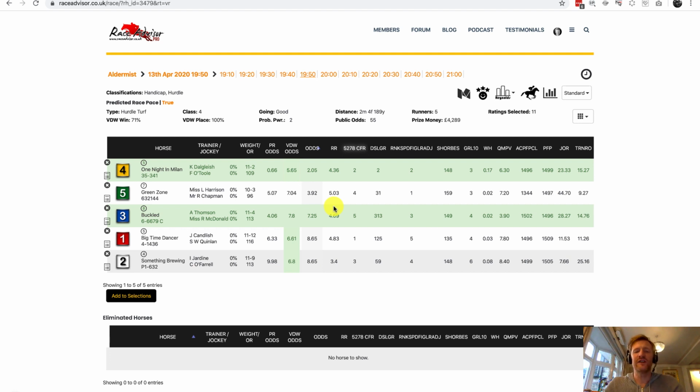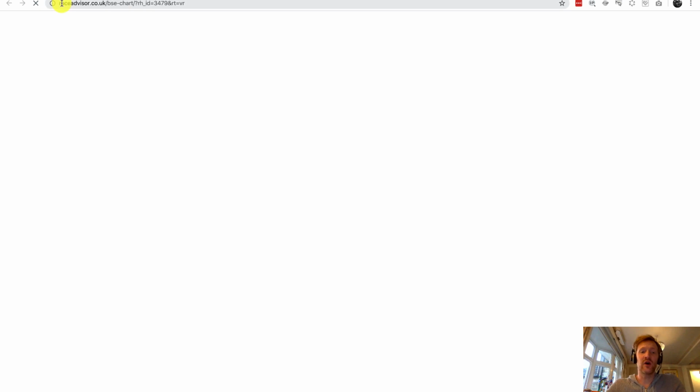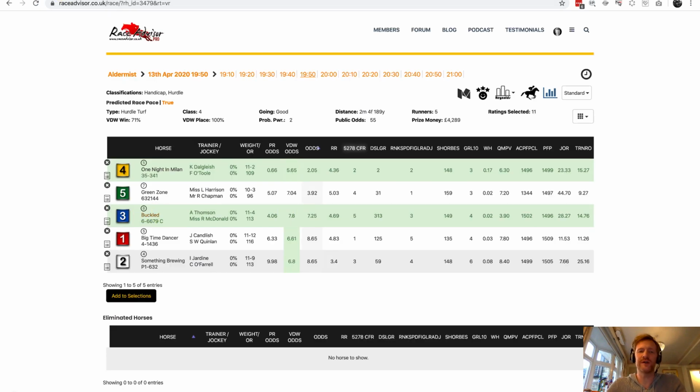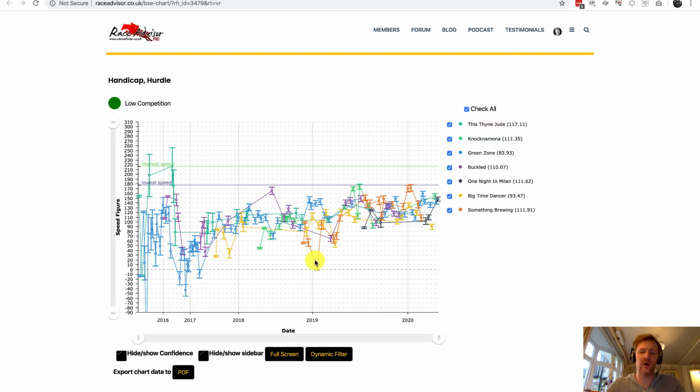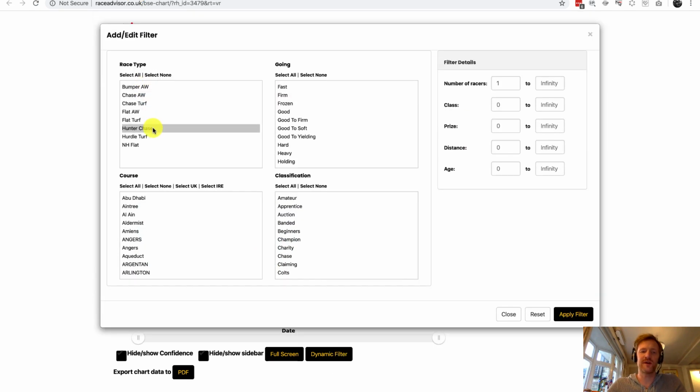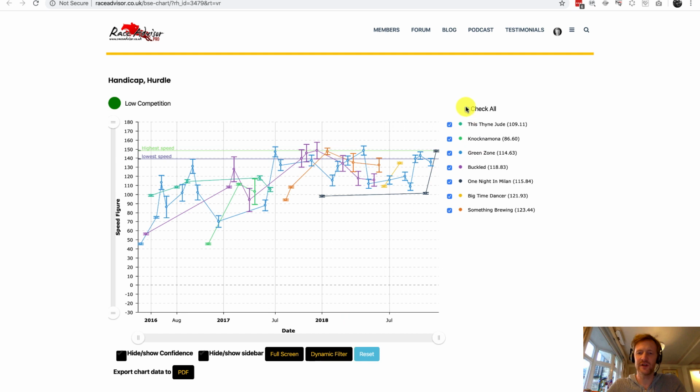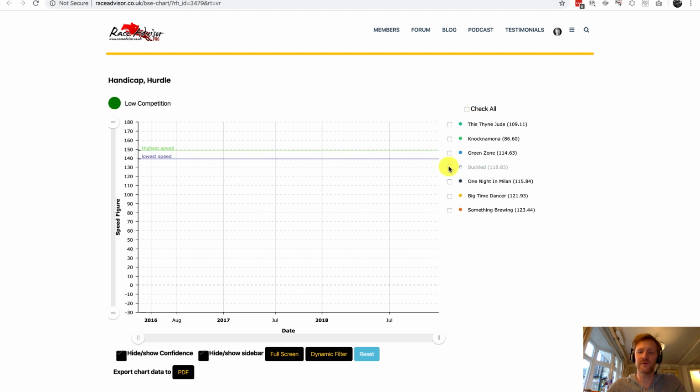So where do we stand on this horse? Actually, what I would do in this particular race is open the speed graphs just to have a quick look, because I would expect to see Buckled on the decline. But I would just like to have a look at that on the speed graph. So let's open the speed graph, have a look at hurdle, turf, good ground, filter by it, remove them all, put Buckled in. Oh, sorry, that wasn't what I meant to do. Remove them all. I've removed Buckled entirely now.